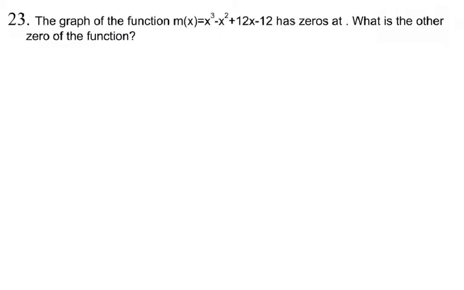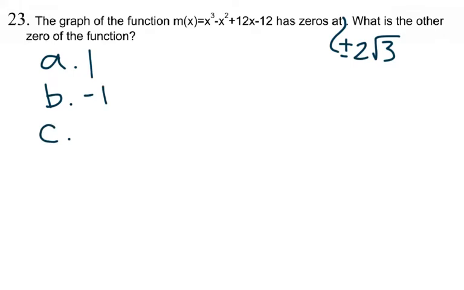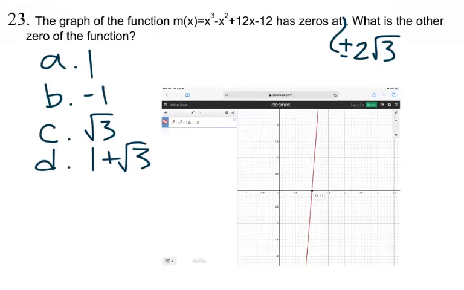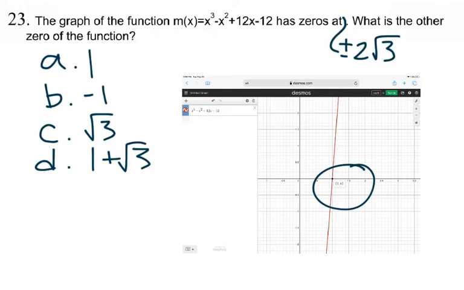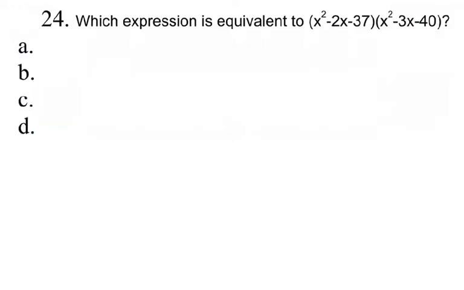Okay. The graph of the function has zeros at... Sorry, I'm using my iPad to do this, and it does not like Word. So it has zeros right here. What is the other zero of the function? I would suggest just graphing this in Desmos. Oh, and here are the answer choices. My bad. Alright, so graph this in Desmos really quickly. Okay, so when I graph this in Desmos, you can see it just hits at 1, so the answer choice is A.